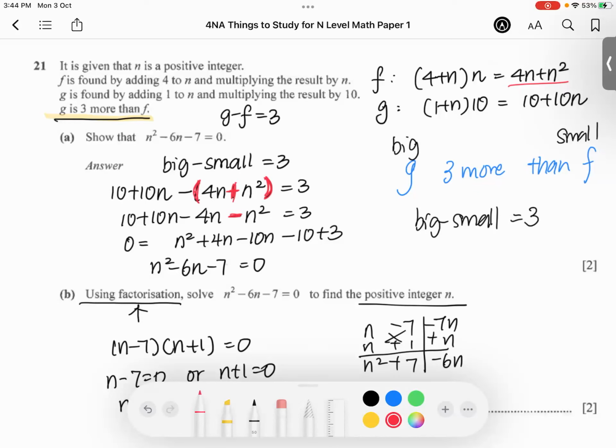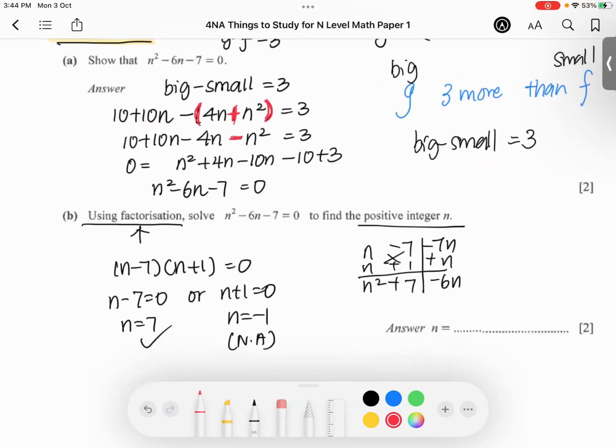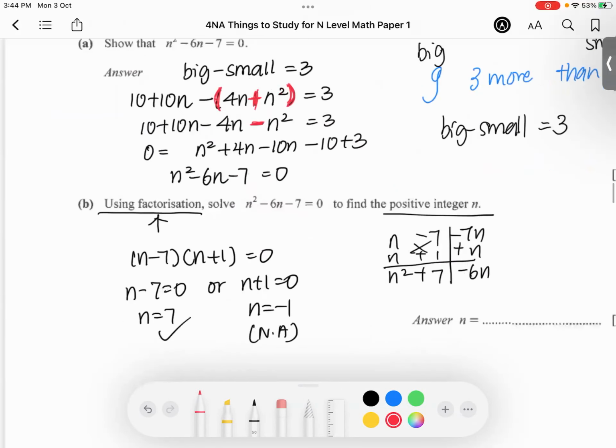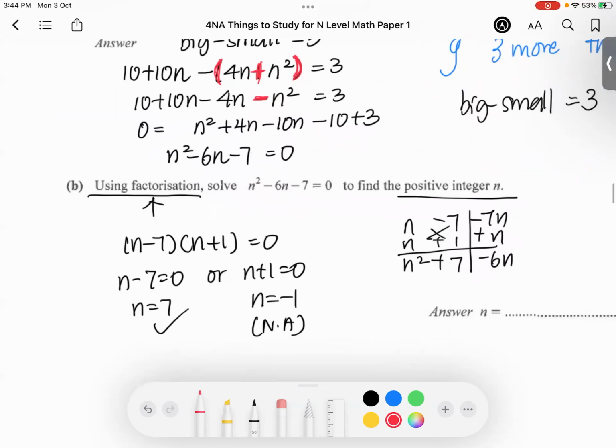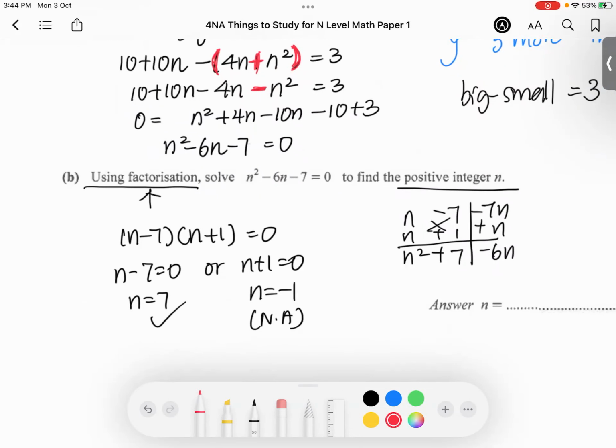Let's say I'm not able to do part A. I can still solve part B. But I need to highlight, the question here says factorization. Cannot use the algebraic formula. So you must do the factorization. Students who still don't know how to do factorization, you better make sure you practice, double check, ask somebody to teach you, or you ask me. So this one, you factorize and then you solve for the answer.